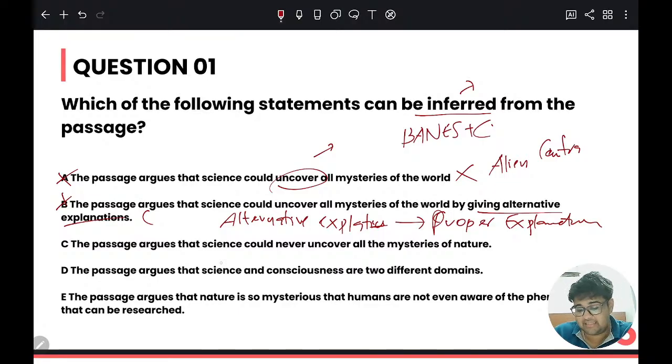The passage argues that science could never uncover all the mysteries of nature. That is also not said. Whether they can or never uncover was not the topic. Like how they're uncovering consciousness, that was the problem. So it's not mysteries of nature.